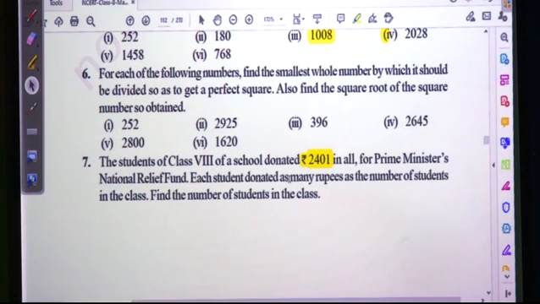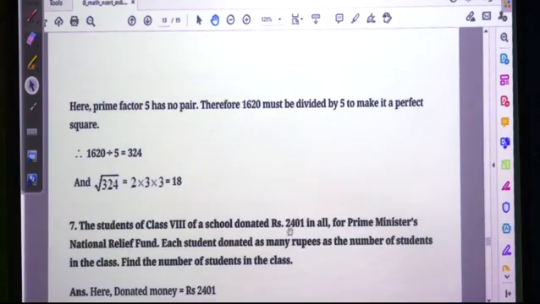Each student donated as many rupees as the number of students in the class. Means whatever the number of students were present in the class, that many rupees the student was donating. Means the class total. Find the number of students in the class. What we have to find? Find the number of students in the class. Let us switch to the solution.